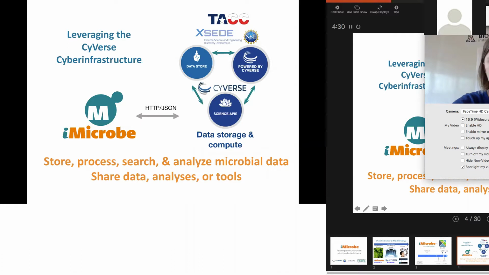And what this means is it gives users access to these high-performance computing resources that exist at Texas Advanced Computing Center and also here at the University of Arizona. And then we access all of those different services using science APIs. And in particular, we're using the Agave API to pull data from the data store and then push it off to TAC for processing on the high performance computers.